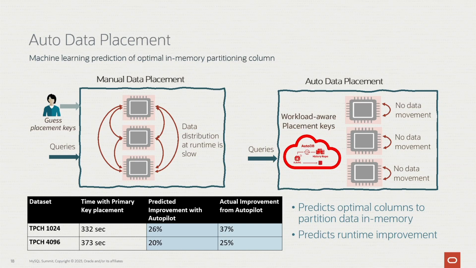And here are some examples. For example, for TPCH 1 terabyte and 4 terabyte, when we use the placement keys recommended by the advisor, we actually saw performance improvements of about 40%.